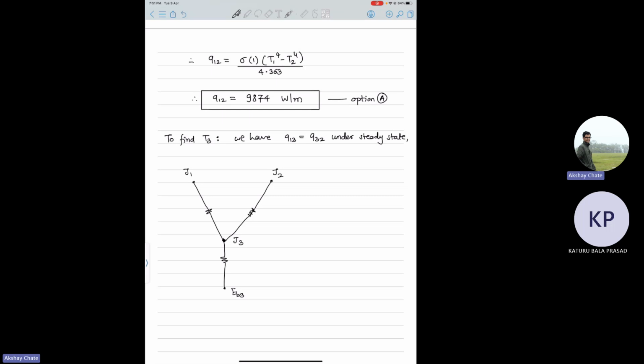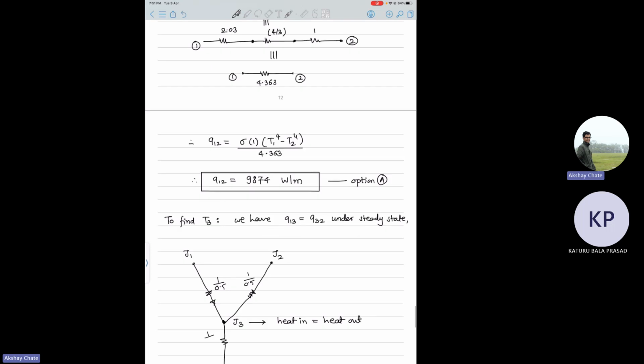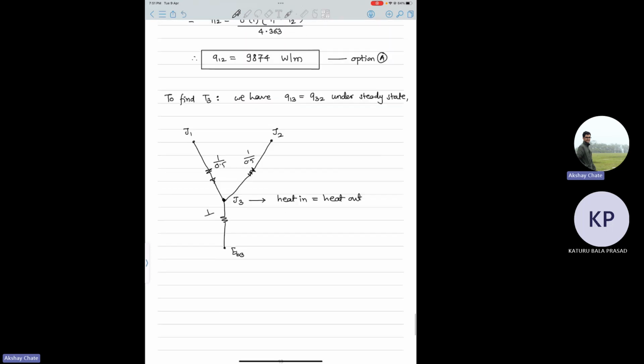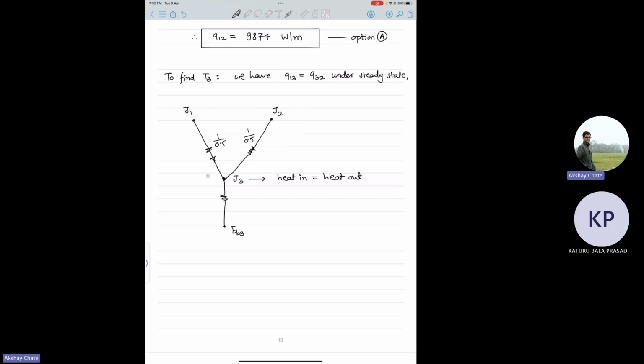So under steady state at J3, heat in must be equal to heat out, right? Then only its temperature will be constant. So what is the heat coming in here? So you can consider only this much resistance, right? So this will be 1 by 0.5, 1 by 0.5, and this is directly 0.25. And this is actually 2 only, 1 by 0.5 not needed. The resistances are actually 2.